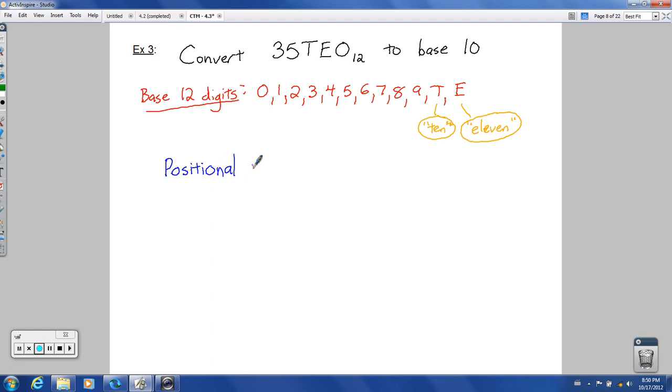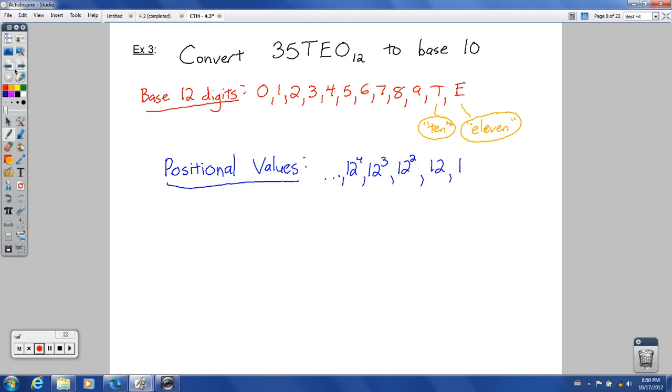So positional values now for this are, well, you've got 12 digits. So you've got 1, you've got 12, you've got 12 squared, you've got 12 cubed, and so on. 12 to the 4th, keep going. So I'll stop at the 4 and just say that keeps going. This system, I forgot to name this. This is the duodecimal system. We use the decimal system, base 10, normally, but now we're using the duodecimal system, base 12.